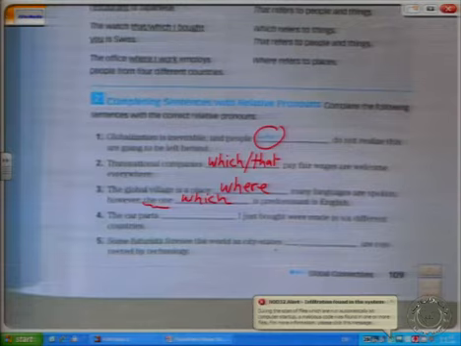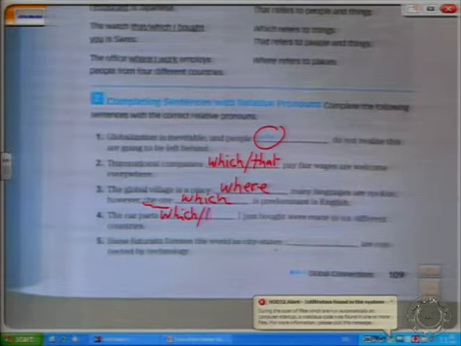Number 4, the car parts, here we have objects, blank, I just bought were made in 6 different countries. The car parts which I just bought, or that I just bought. Because here we are speaking about things, car parts are things, okay?